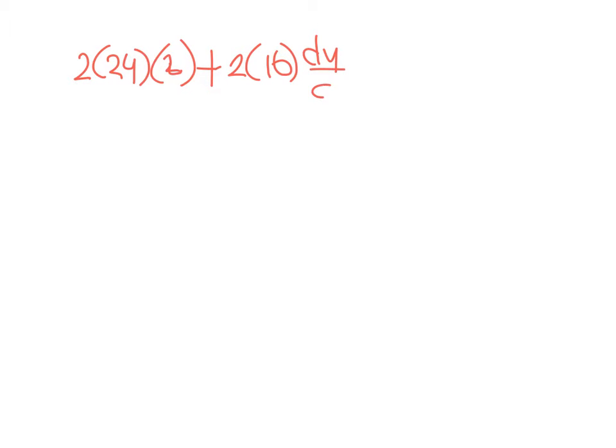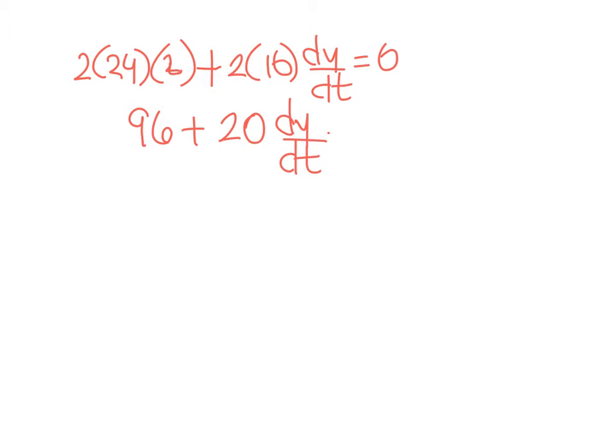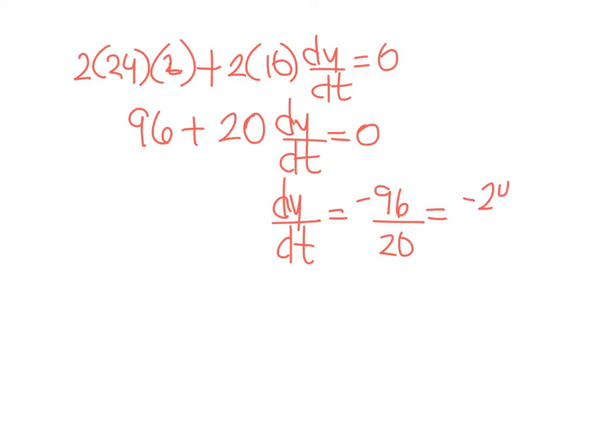So now I'm going to have 2 times 24 times 2 plus 2 times 10 times dy/dt, all equal to 0. So let's solve for dy/dt. We get 96 plus 20 dy/dt is equal to 0. And I subtract 96 and divide by 20. And I get the answer is negative 96 over 20. And I could reduce that to negative 24 over 5.